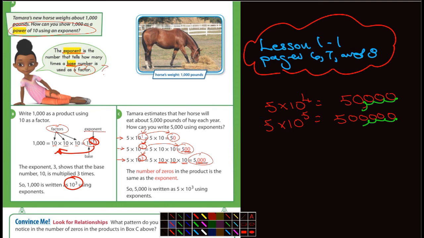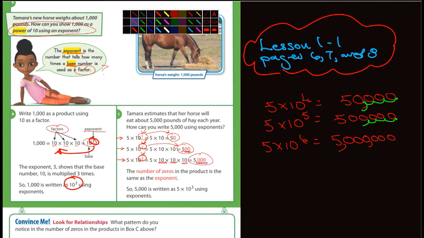How about 5 times 10 to the 6th? How many zeros do you think I'm going to add? Well, I'm going to put down a 5, and I'm going to add 6 zeros. 1, 2, 3, 4, 5, 6. Where do I put the commas? So I'm going to count over. 1, 2, 3, 1, 2, 3. Okay. So if the base is 10, you just add that many number of zeros.